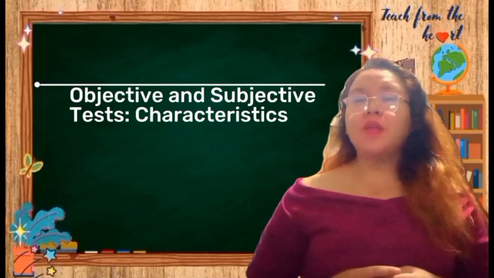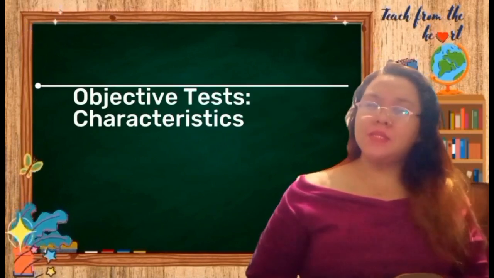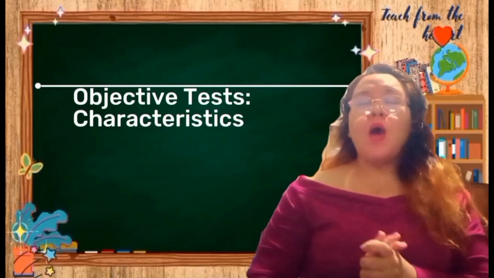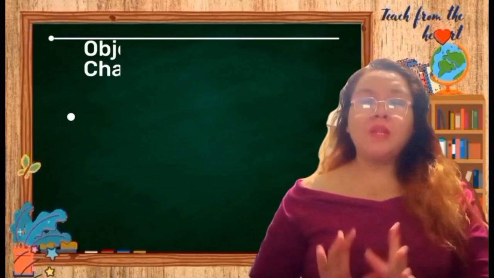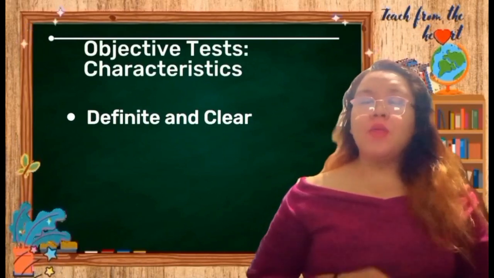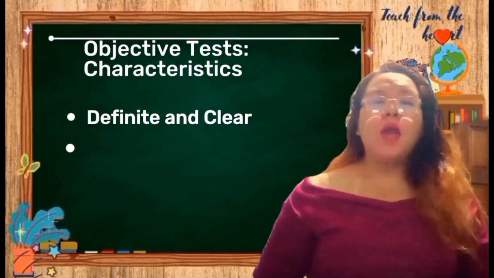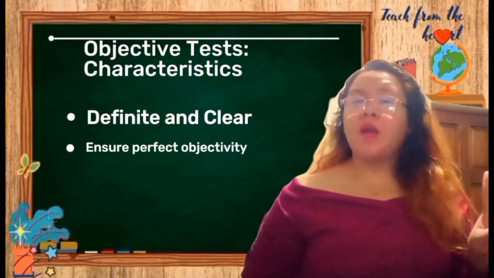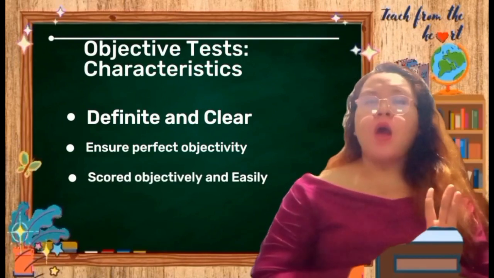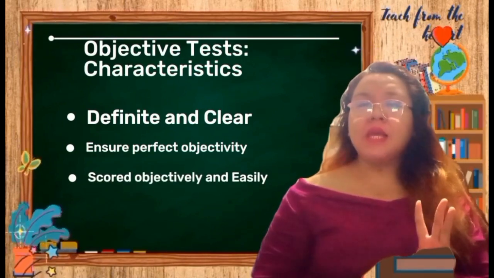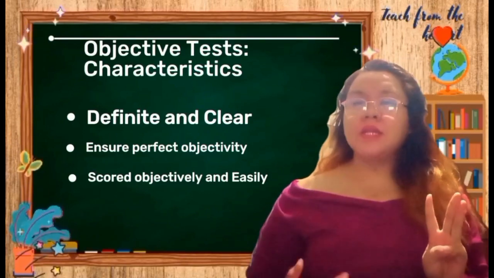I am going to emphasize the idea of objective characteristics. So now, objective test characteristics are so definite and so clear that a single definite answer is expected. Second, they ensure perfect objectivity in scoring. Third, it can be scored objectively and easily. It takes less time to answer than an essay test.